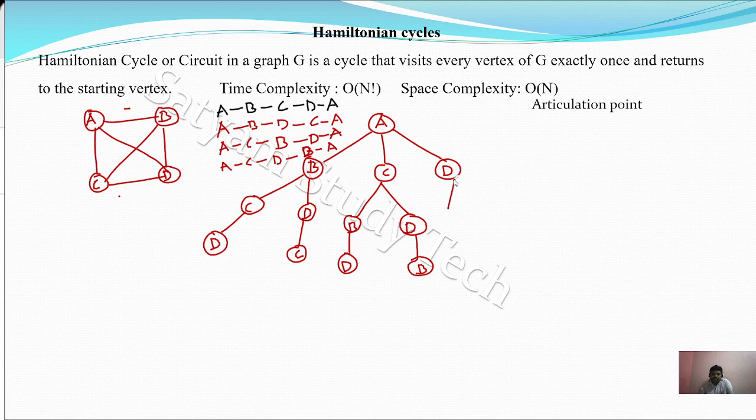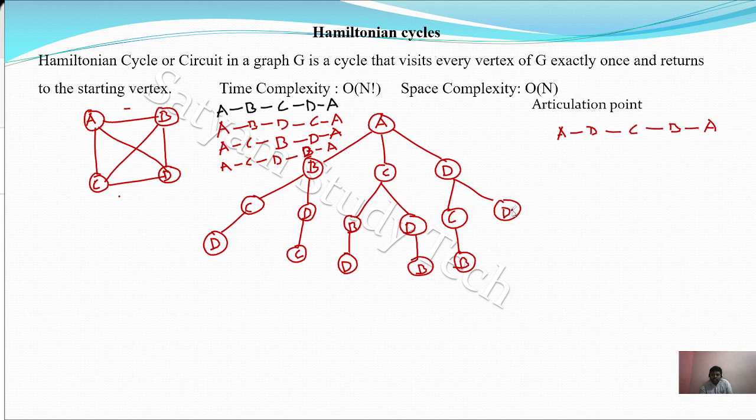Like here you can see the unvisited vertices are C and D. Here it is D to A, the edge is there, D to C, the edge is there. So from C, the only unvisited vertex is B, and the C to B edge is there. Now B to A. So this is another cycle: A to D, D to C, and C to B, and B to A. This is also another cycle.